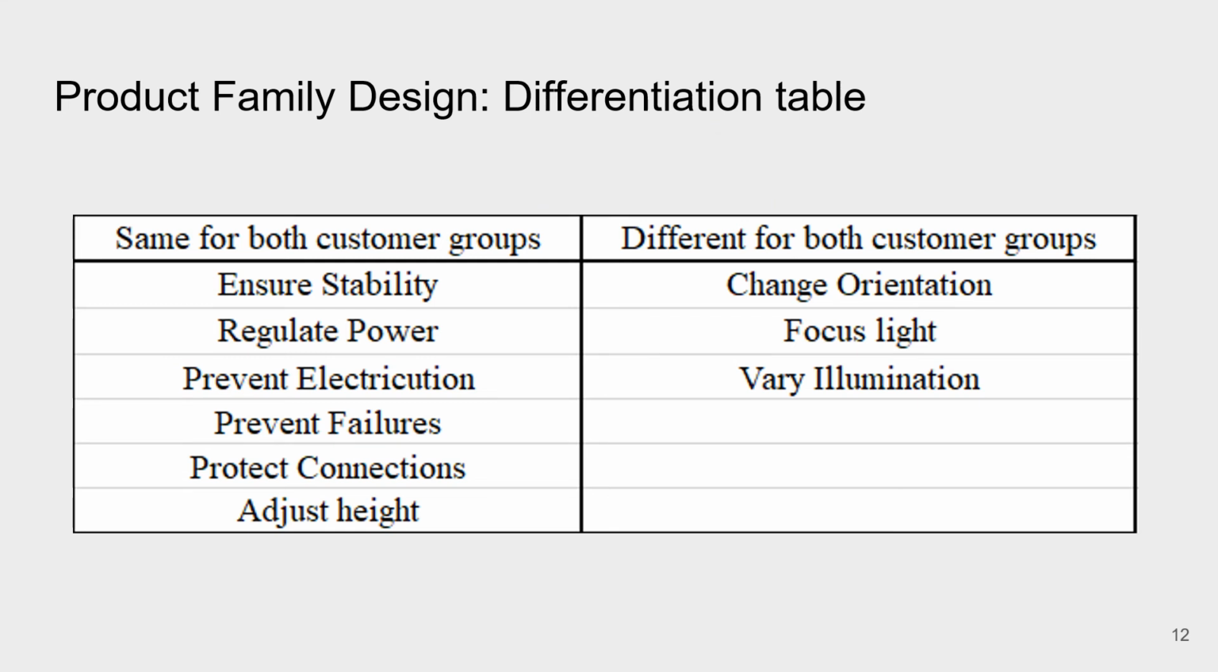Let us now take a look at the product differentiation table. By looking at this table, we can see that most of the functions of the table lamp remain common to both customer groups. However, they seem to differ when it comes to three primary functions, namely their needs for changing orientation, focusing light, and varying illumination.